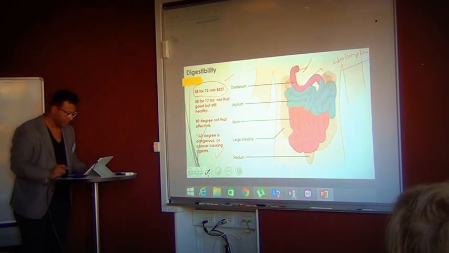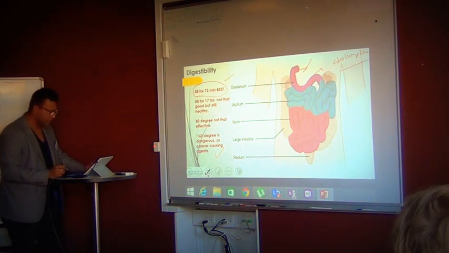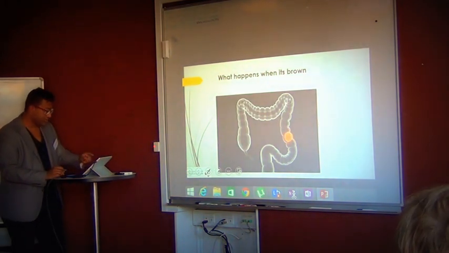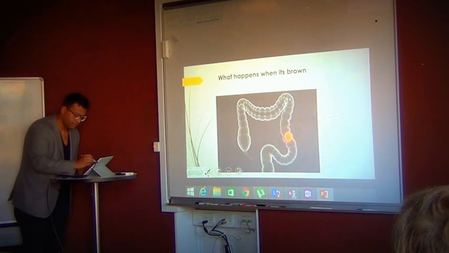In a household environment, with low temperature and low time, you change the structure of the protein, which makes them modified. Not only that, you make active binding sites for the enzymes that naturally function in the human digestive system. So here what happens: you get colon cancer when it's brown, because of acrylamides.